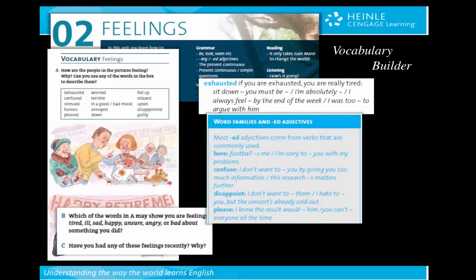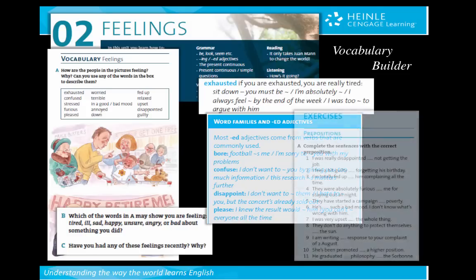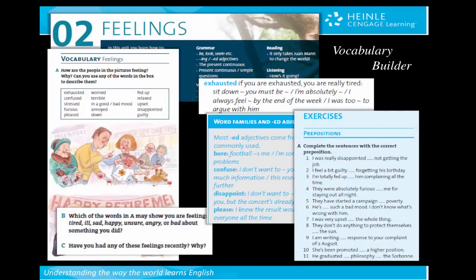It also gives little notes, little explanations, kind of how vocabulary works. So there's a thing about most ED adjectives come from verbs that are commonly used. So, you know, I'm bored. Bore, football bores me, I'm sorry to bore you with my problems. You know, I'm really confused. I don't want to confuse you by giving you too much information. And there's also extra exercises.